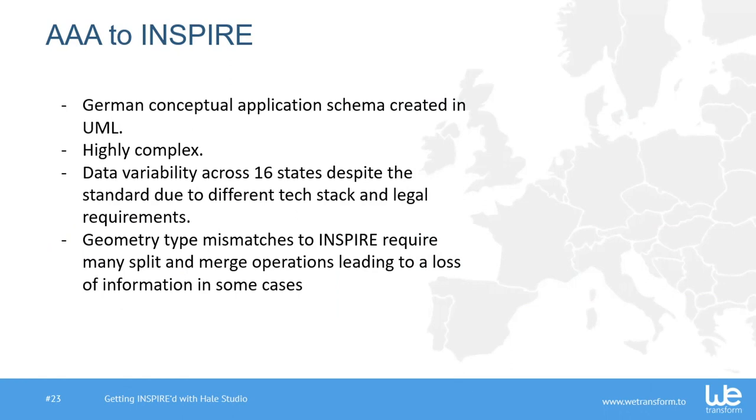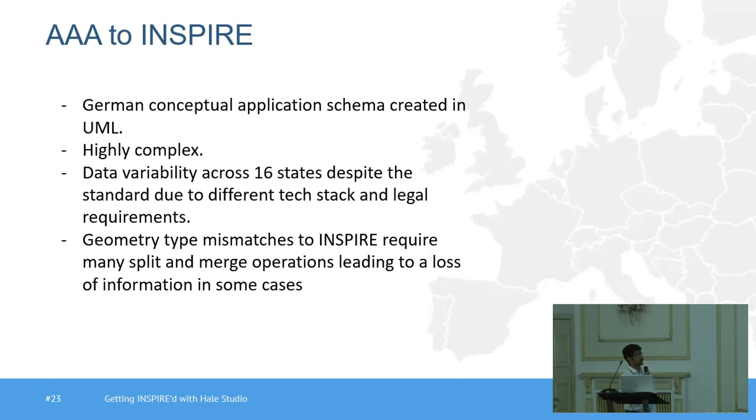So the AAA standard is a German conceptual application schema created in UML. It's very complicated, even more so than Inspire, and there was a lot of variability across the 16 states that wanted to implement it. This is due to their different interpretations of the standards, and they had a different tech stack and legal requirements, which meant that their baseline with this AAA standard, their starting point, was very different, and they all wanted to move on to the same end goal, which was Inspire compliance. Now, there were also geometry type mismatches to deal with. There were many split and merge operations. And when you're doing that with a lot of complex data, this leads to a loss of information.